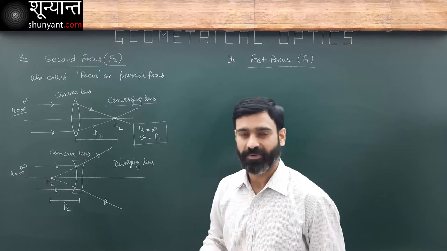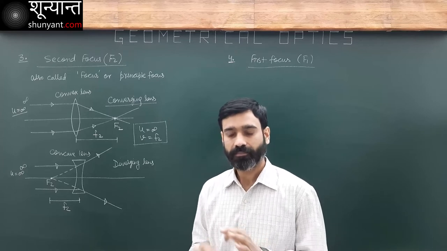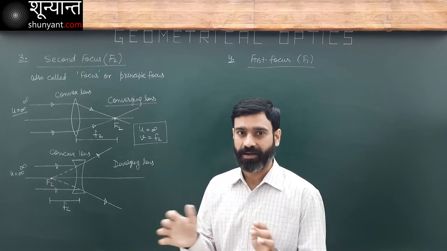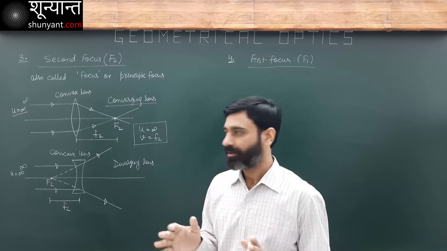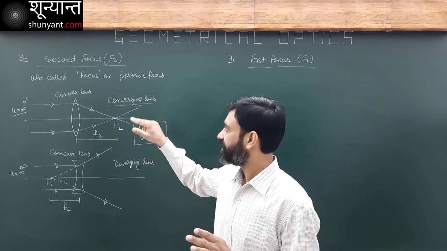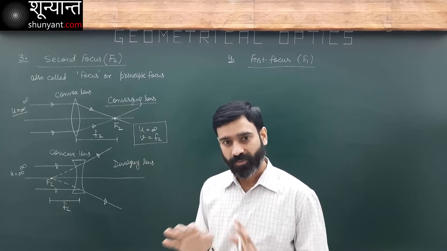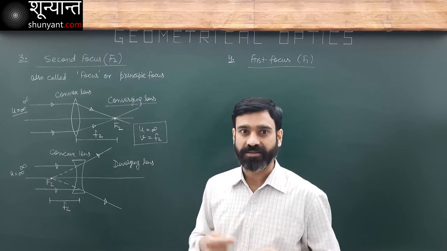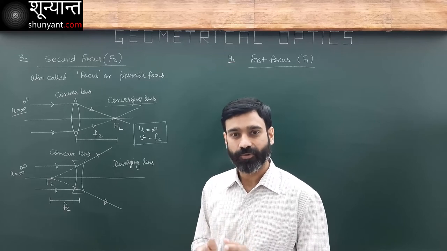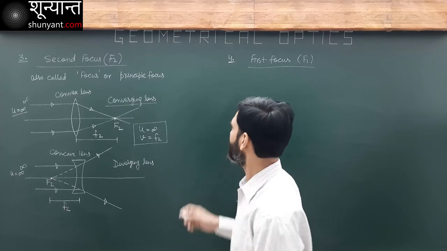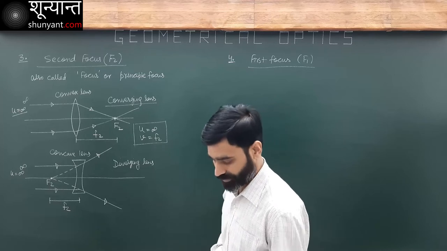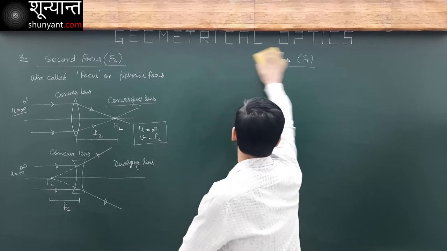Understand it very well. But normally, if nothing else is specified, a convex lens is converging and a concave lens is diverging. This is the normal behavior. But under certain conditions, their behavior changes. We are going to see those conditions. So this is the second focus. Okay, let's look at the first focus.